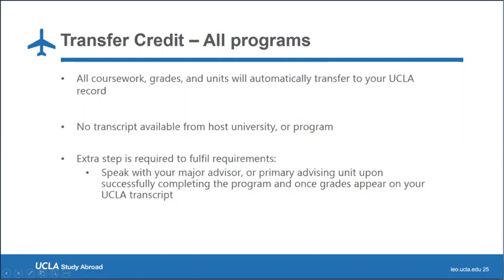I'm sorry, to satisfy the requirement. So they will appear. This is just an extra step for them to manually enter where it's supposed to be allocated to satisfy the requirements. Like I mentioned, the petition is still required for those provisional GE approvals. So just something to keep in mind. You're guaranteed the credit. It's just an additional step that's required once you return and once all the grades have appeared on your UCLA record.